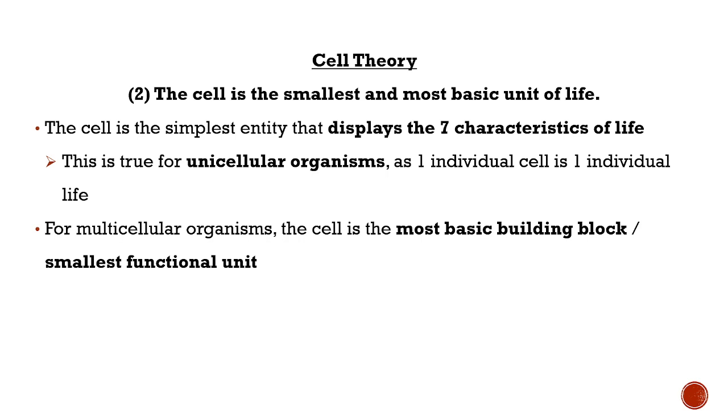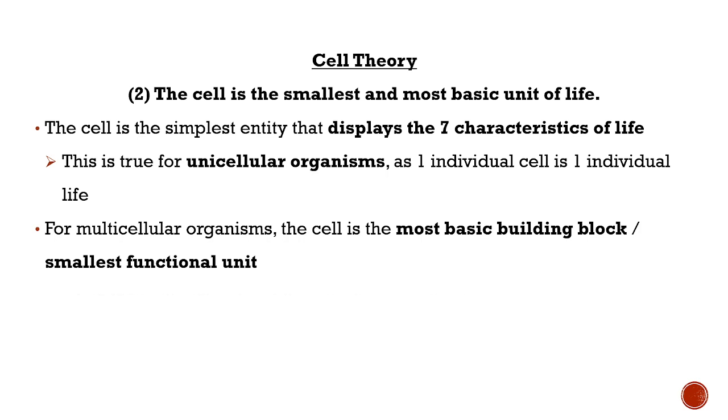So you can imagine again, are there things that are smaller than a cell? Are there things that are more basic than a cell? Of course. I just mentioned a nucleus is more basic than one cell, but a nucleus doesn't display all 7 characteristics of life. A water molecule is smaller than a cell, but it doesn't display any characteristics of life. A protein is smaller than a cell, but it doesn't display the characteristics of life. The smallest, most basic thing that can display these 7 characteristics of life is one cell. So this is what the second principle is saying.